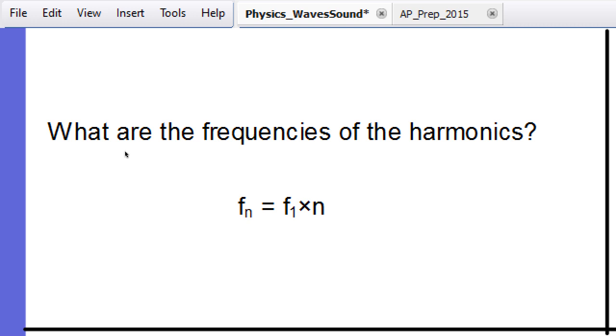And the frequency of those harmonics will always be given by the fundamental frequency times the harmonic number. Which means, of course, that the octave, n equals 2, is twice the frequency of the original. N equals 3 is 3 times the original, and so on.